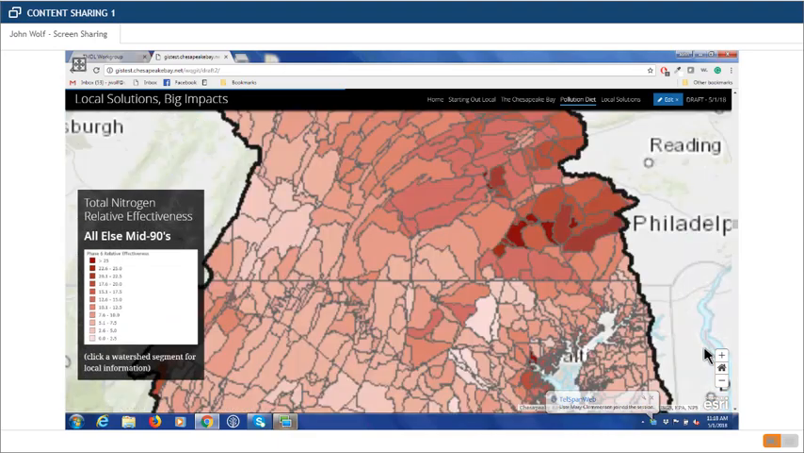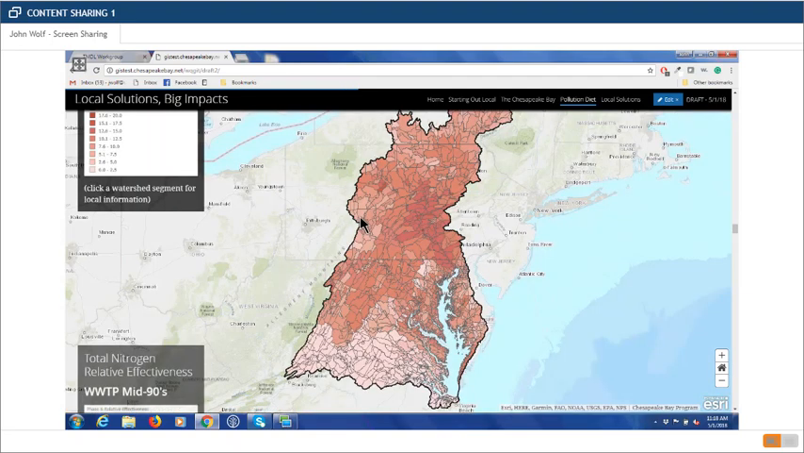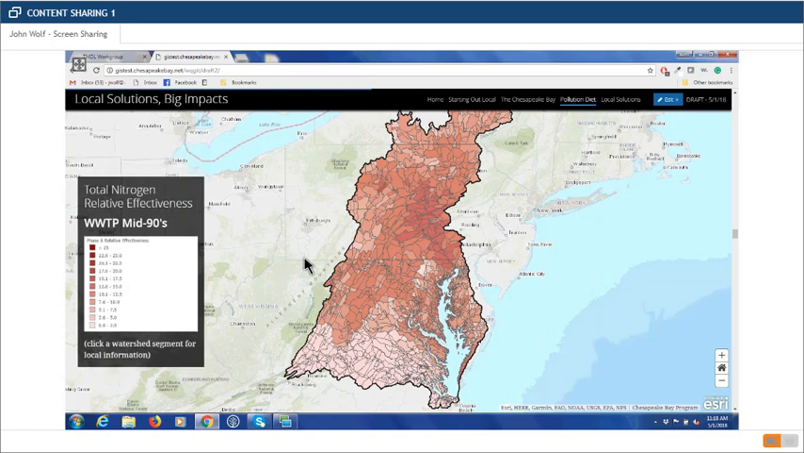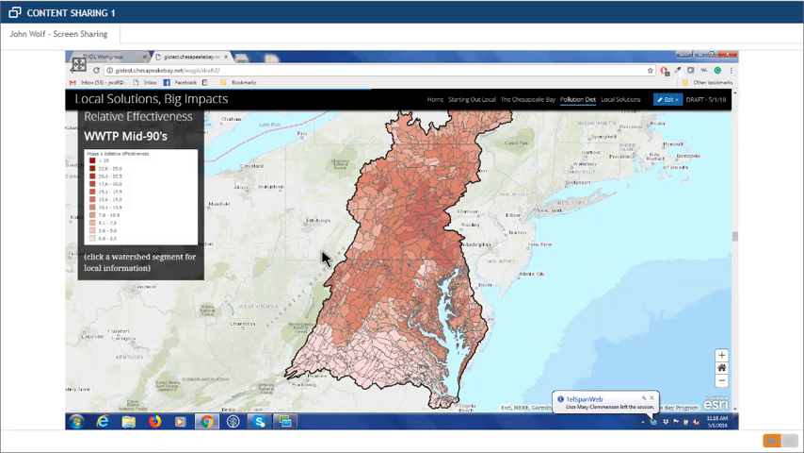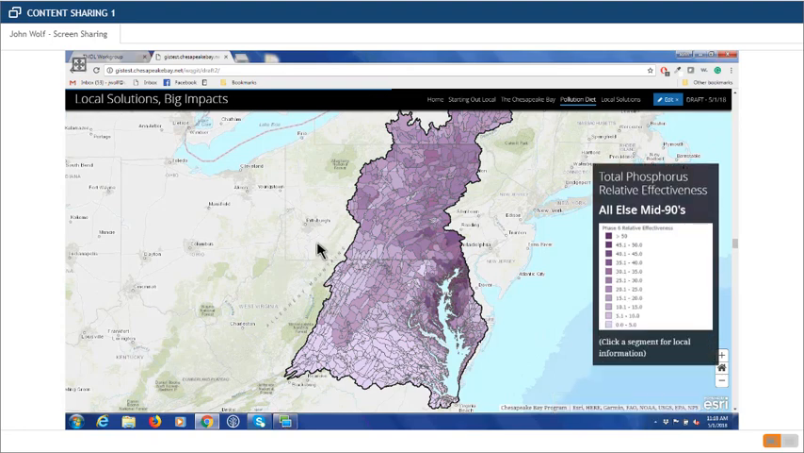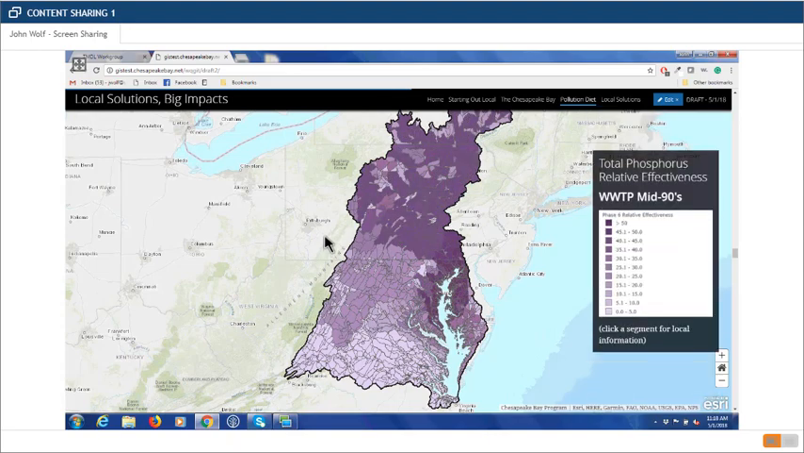And again, you can zoom in and look at different places. But if I continue to scroll down here, I'll go from non-point source to the wastewater sector. And so now we're looking at the role of wastewater treatment plants in the same kind of form with respect to total nitrogen. And continuing to scroll, you get a different story with respect to phosphorus from non-point source as well as from point source.